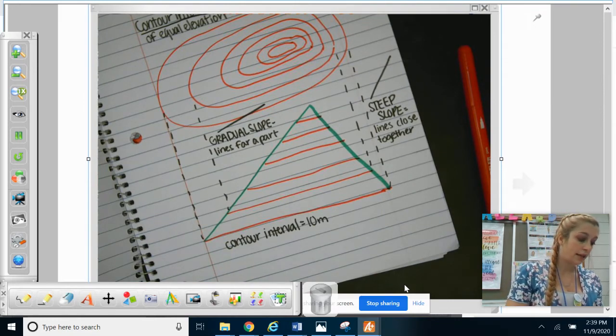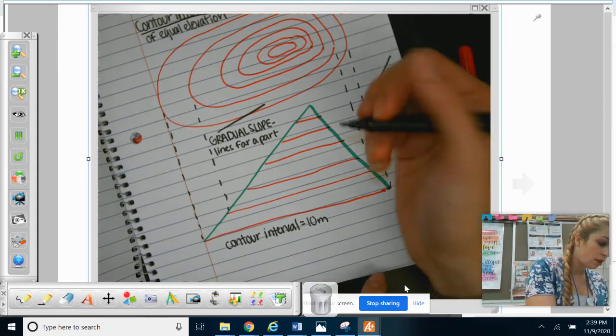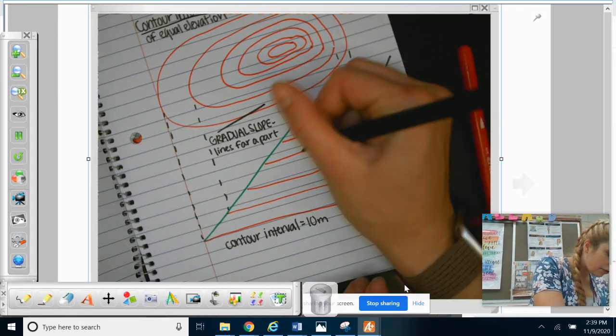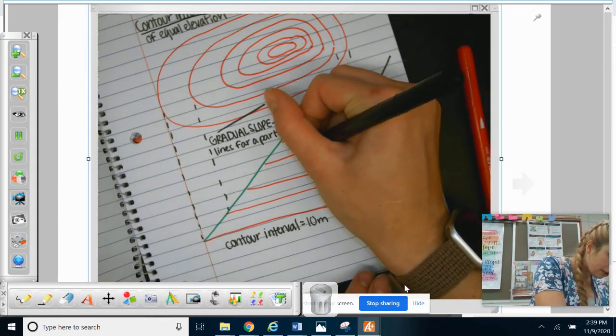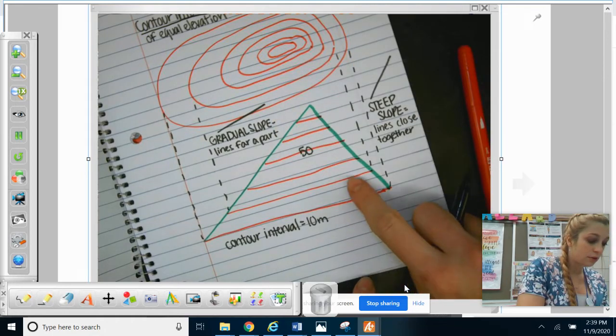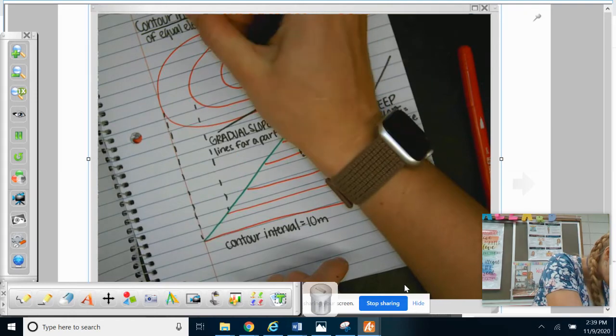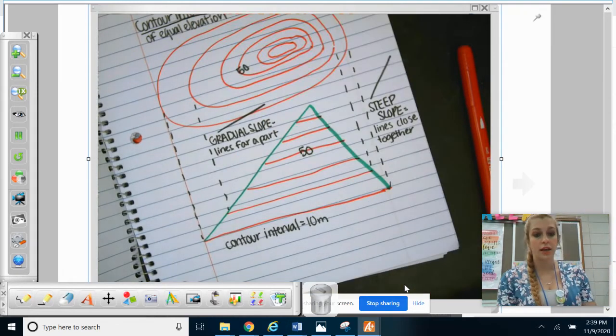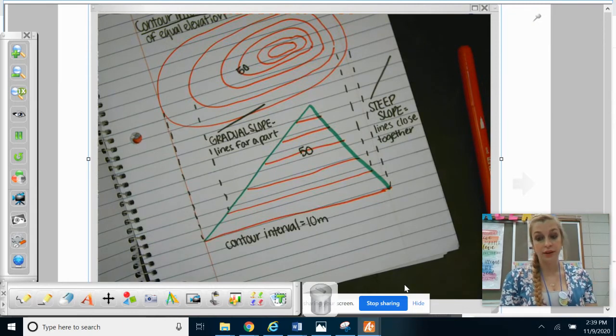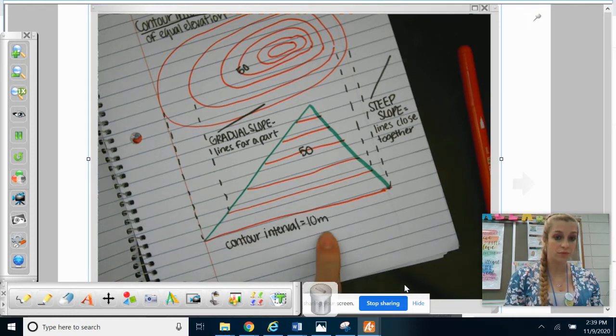Normally you'll have at least one line that's labeled on your map. Let's say that this line right here is labeled 50. So that was 1, 2, 3, 4. 1, 2, 3, 4. So that line is labeled 50. That's probably the only line you'd have labeled. They're not going to label all of them for you. You just need one because you have the interval.